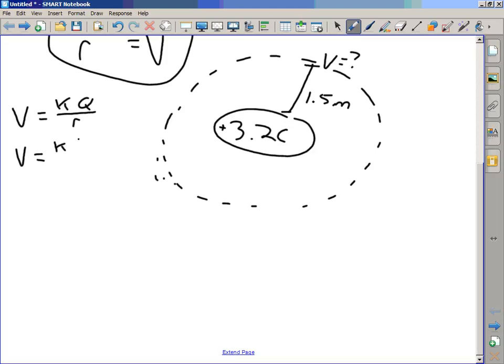V equals k times 3.2 over 1.5. Remember, k is 8.99 times 10 to the 9th. Please plug that into your calculator. This should come out on the order of 10 to the 9th, approximately. To the 10th, that's fine. What does it come out to, Gabby? 1.9 times 10 to the 10th? Units here will be volts.